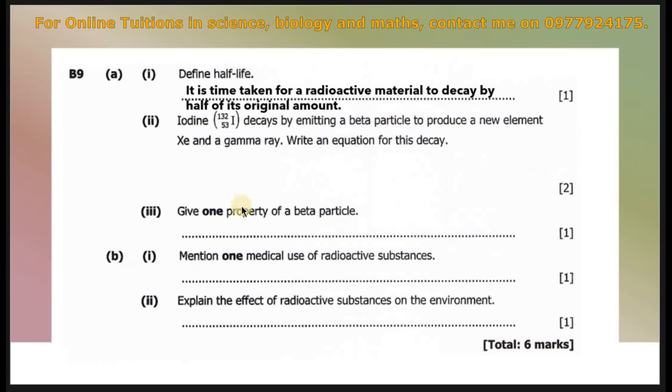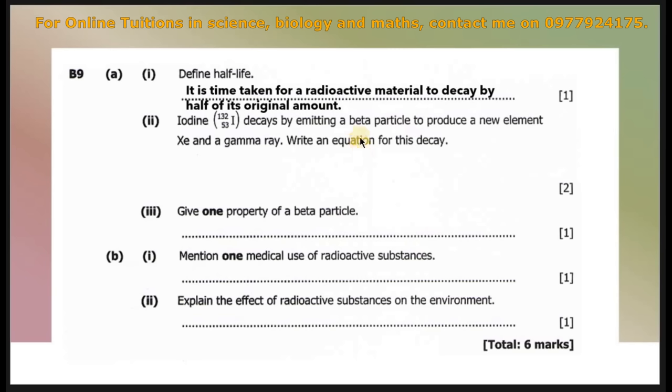Okay, so when a substance is emitting a beta particle, a beta particle is a fast moving electron. Since it is a fast moving electron, where does it come from? It comes from a neutron turning into a proton. So a neutron turns into a proton, and because of that, there's a release of an electron that goes out as a beta particle.